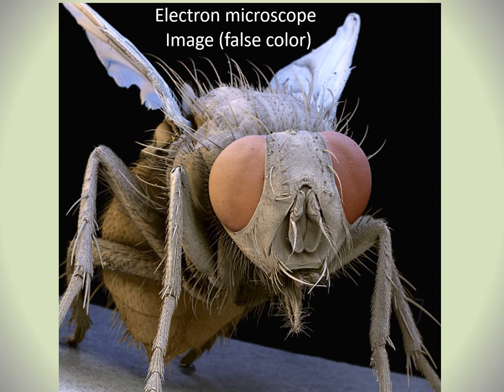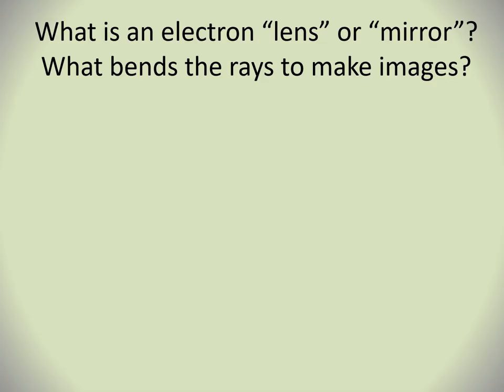This is an electron microscope image of a flying insect, and the color is false, because electrons don't come in colors, so it was shaded by the people who made the image to contrast the different parts. But the parts are very much in focus because the electrons have such a short wavelength.